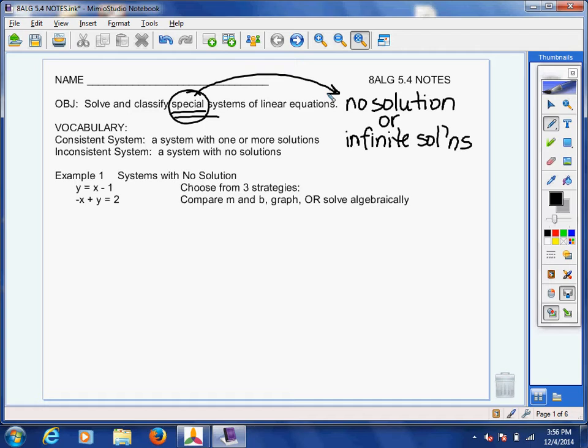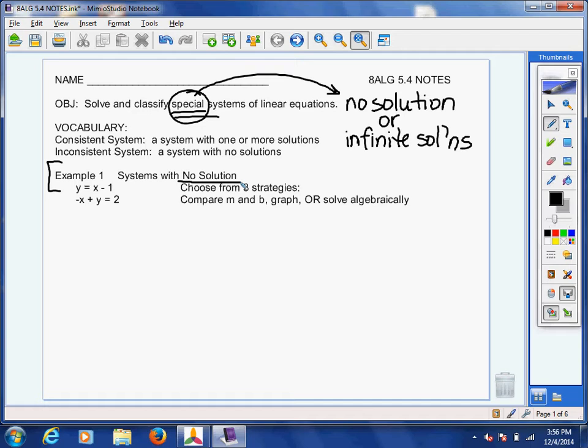And we're actually going to start with example 1, and we're going to do systems with no solution. I'll show you what that looks like and how it would look on a graph, and show you some strategies for solving. Okay? All right, let's get started with the vocabulary.